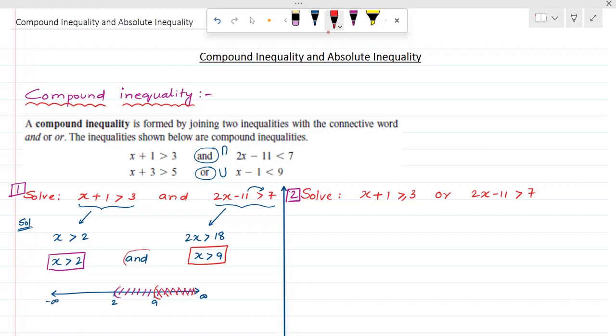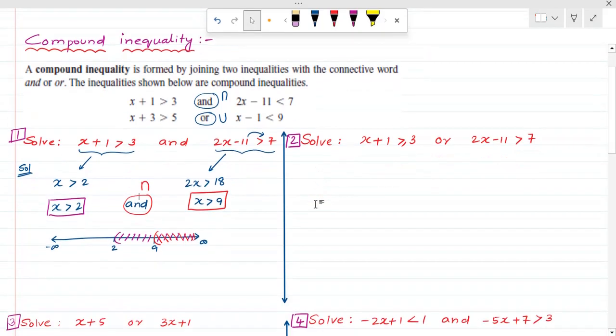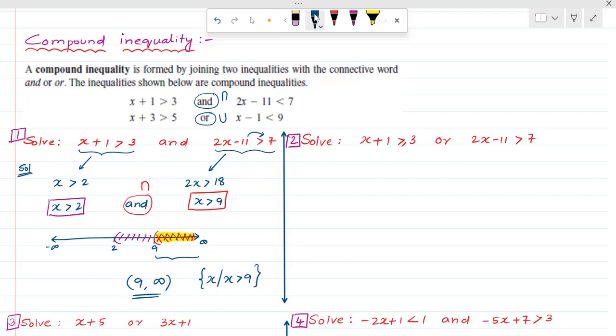And as I told before, "and" means intersection. Intersection means the common part. What is the common part in the graph? In the graph, if you see, the common part will be this part. Is it right? So this is the common shaded region, and that is the solution. Our solution is 9 to infinity, open, so this is the interval notation. Whereas in set builder notation, it is x is more than 9.